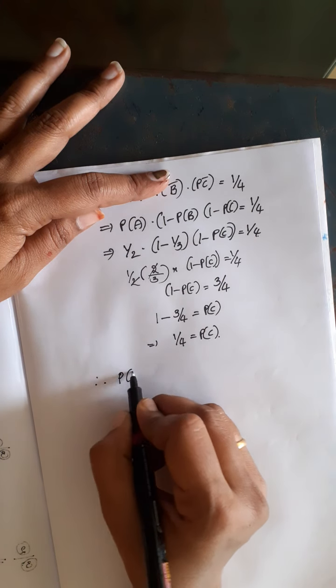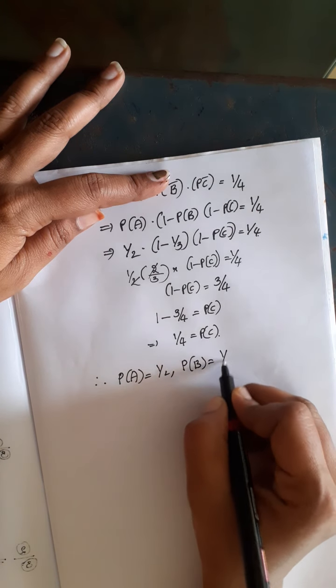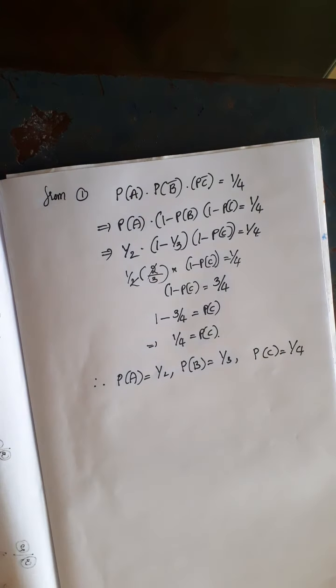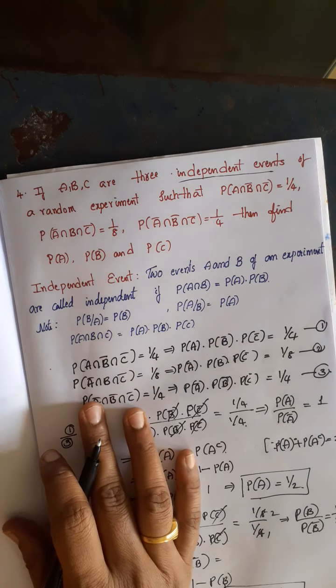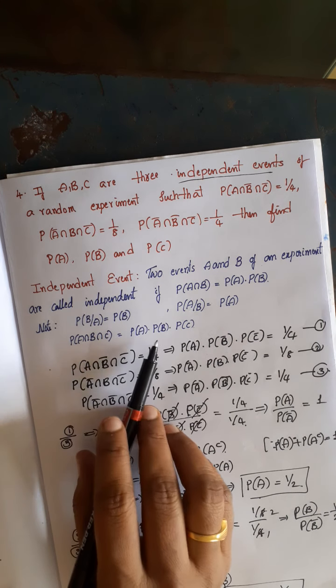So hence our answers are P of A is equal to 1 by 2, P of B is equal to 1 by 3 and P of C is equal to 1 by 4. Only on the condition that they are independent events. Whenever you have independent events, A intersection B intersection becomes the product.